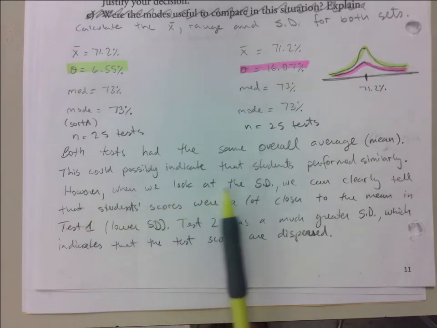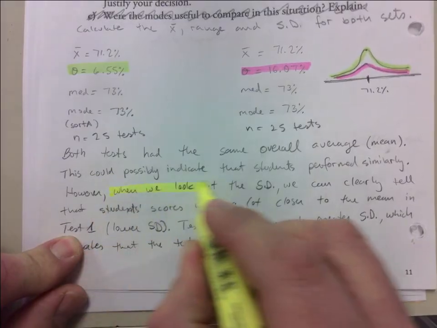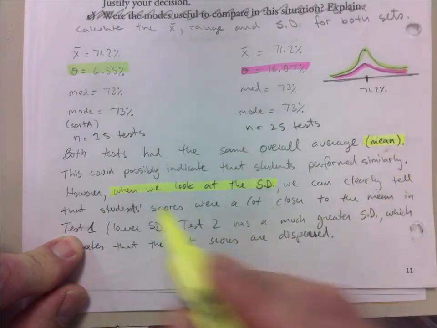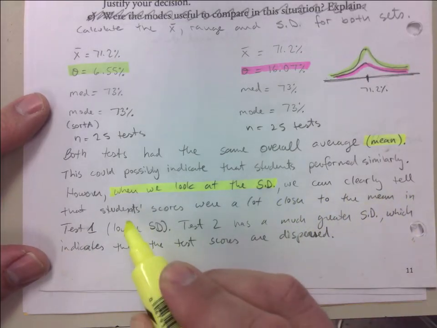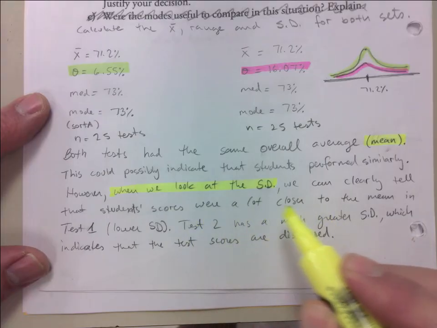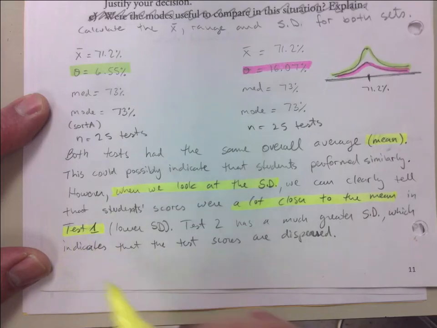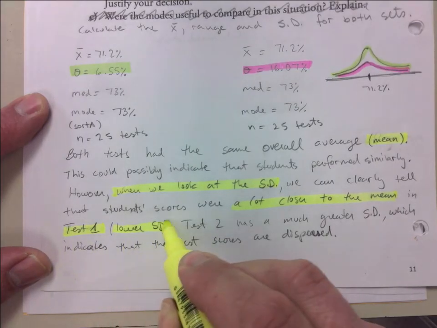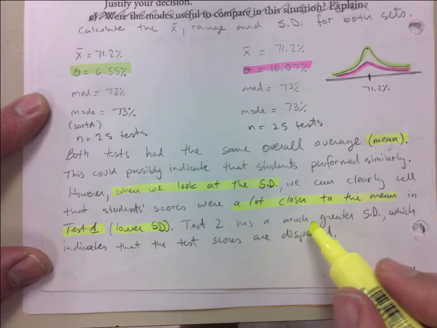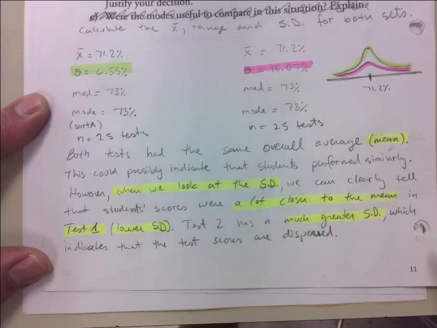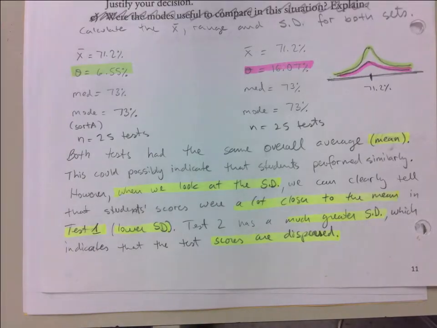However, when we look at the standard deviation, we can clearly tell that students' scores were a lot closer to the mean in test 1. How do you know that? Because they have the lower standard deviation. Test 2 has a much greater standard deviation, which indicates that the scores are dispersed or spread out.